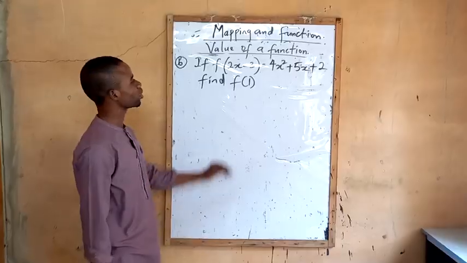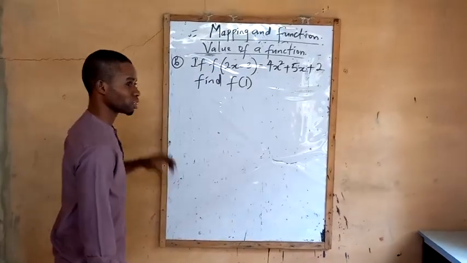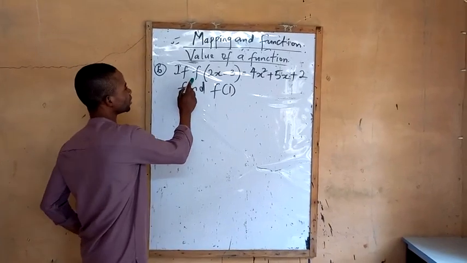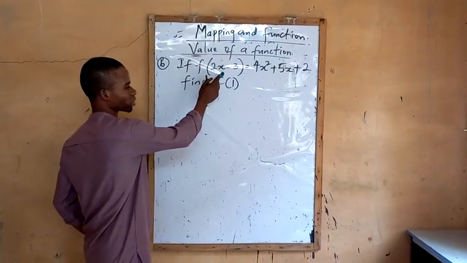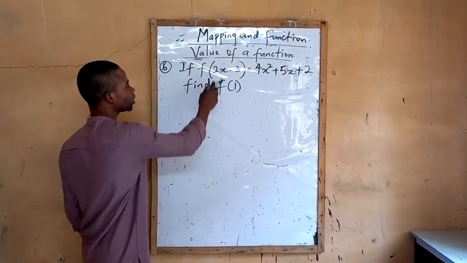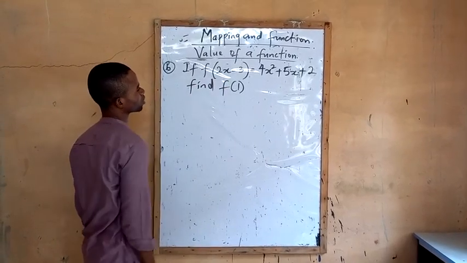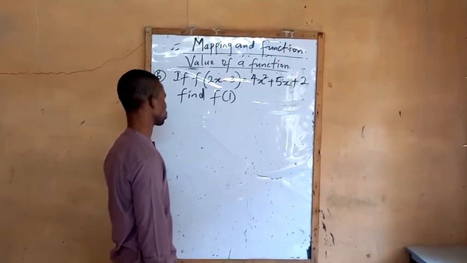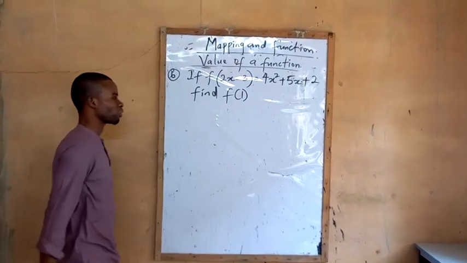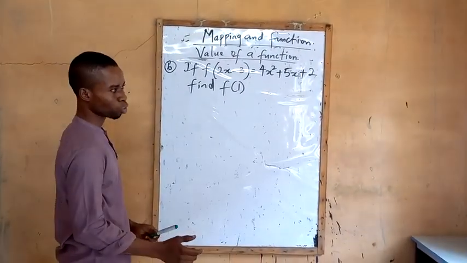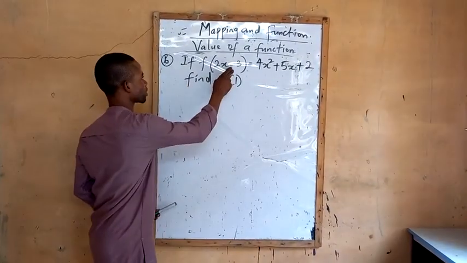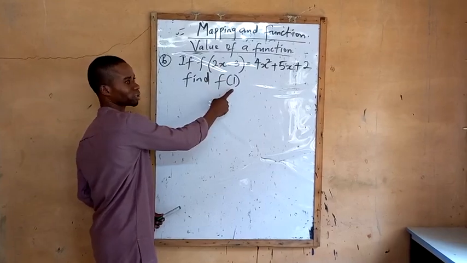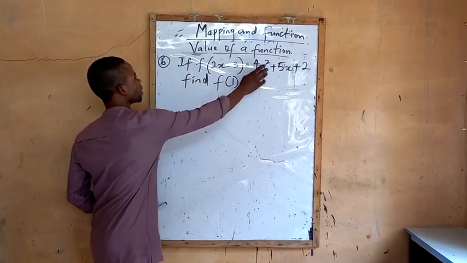Like this, you see under the value of a function. In this kind of question, you notice that instead of them putting x in f of x, in the place of x they put 2x minus 3. If f of 2x minus 3 equals 4x squared plus 5x plus 2, find f of 1. And don't forget I told you that if they put f of 1 here, that means the x is 1. That shows that anywhere you see x, you put 1.